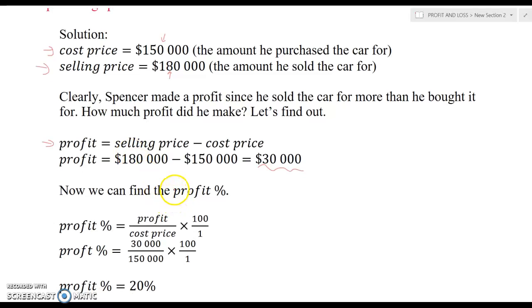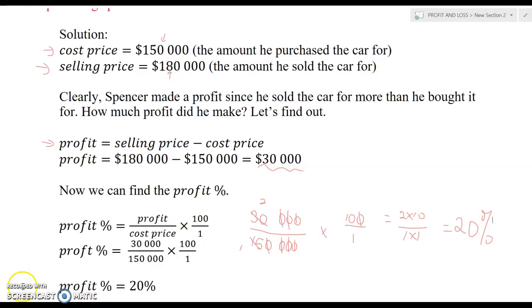Now to find the percentage profit or profit percentage, remember it's profit over the cost price multiplied by 100/1. So you get 30,000, that's my profit, over my cost price, that's how much he paid for the car, and you multiply by 100/1. You can use the calculators for these things, but I'm showing you how you can cancel these zeros. Zero cancels here, zero cancels here, and so on. 15 into 15, 1, 15 into 30, 2, and then we get 20 over 1. So we get 20%.